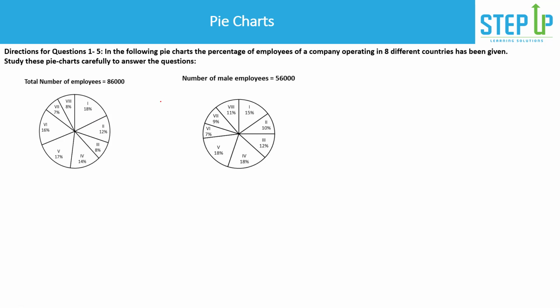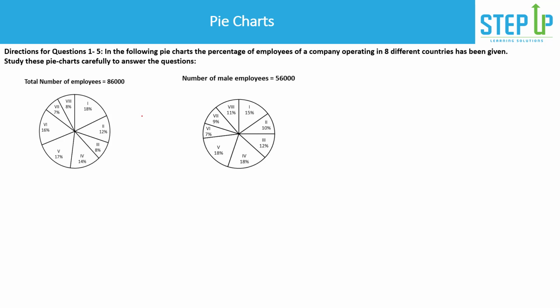It says in the following pie charts, the percentage of employees of a company operating in 8 different countries has been given. So there's a company which has offices in, let's say, 8 countries, and the split of employees across those 8 countries is given. What is also given is the number of male employees in that company. So let's say total employees are 86,000 and male employees total are 56,000. And the split of those 56,000 male employees across 8 countries is also given.